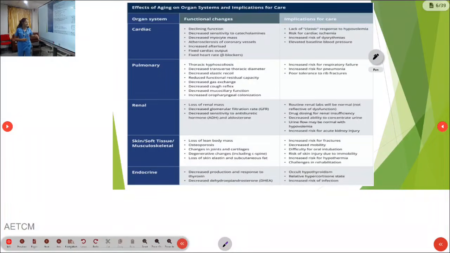In the endocrine system, there will be decreased production of and response to thyroxine, and decreased DHEA. This causes occult hypothyroidism, a relative hypocortisol state and increased risk of infection in elderly people.